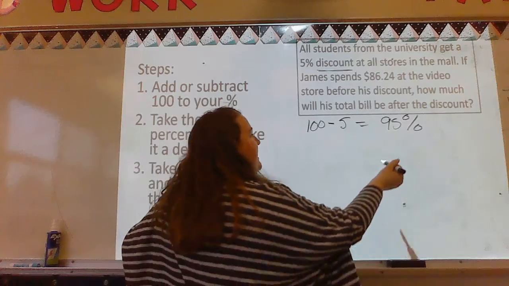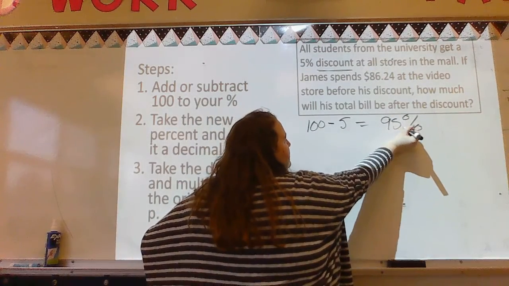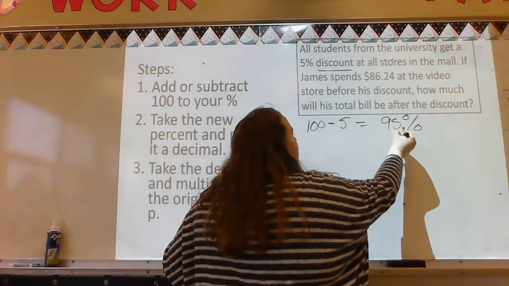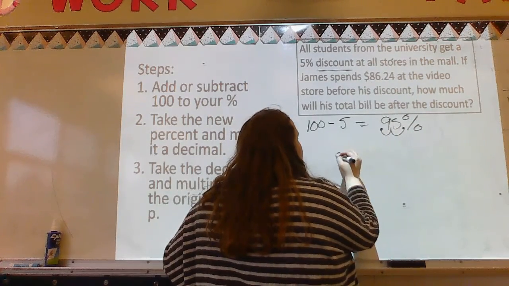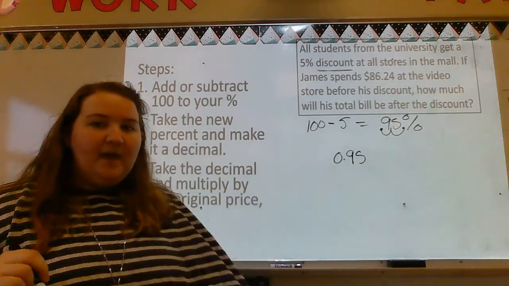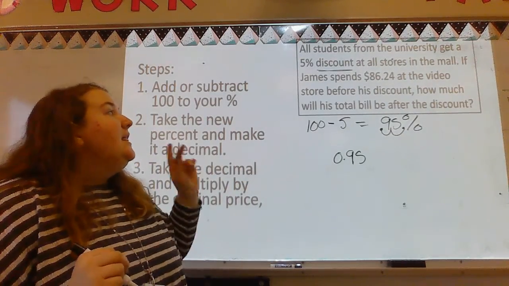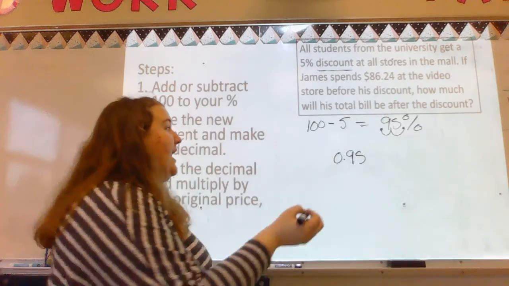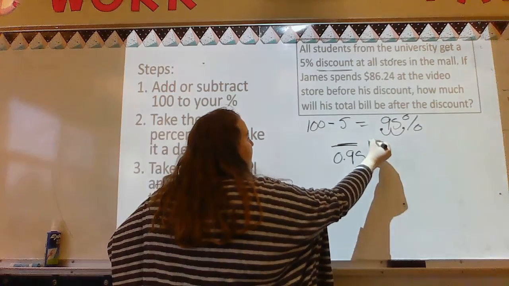So I'm going to take my percent. Remember, if you can't see it, then it's right here in the back. Okay? And I'm going to move it 2 places to the left. 1, 2. And you get 0.95 as a decimal. Okay? Then I'm going to multiply it by my price. Okay? So I have my decimal times my price.